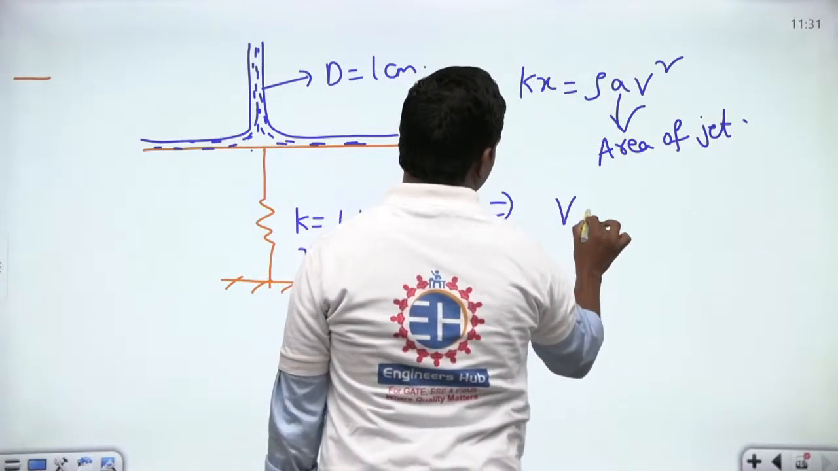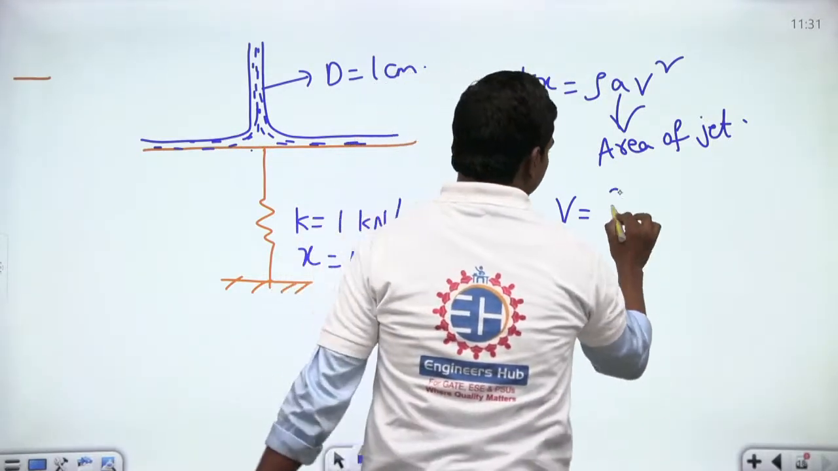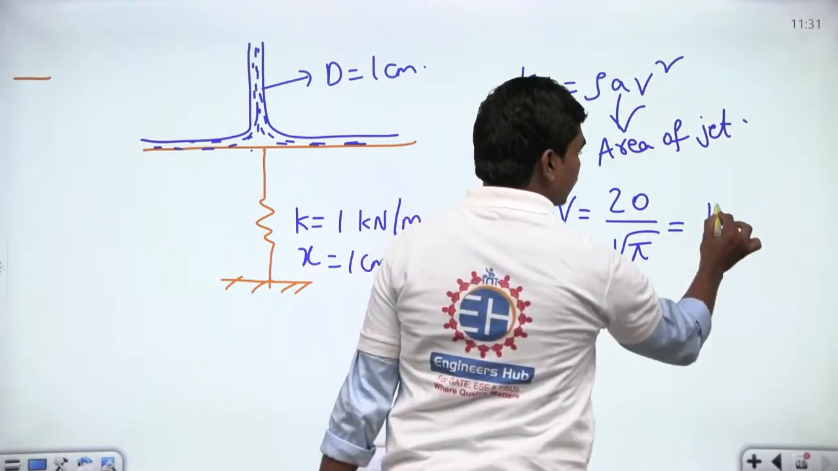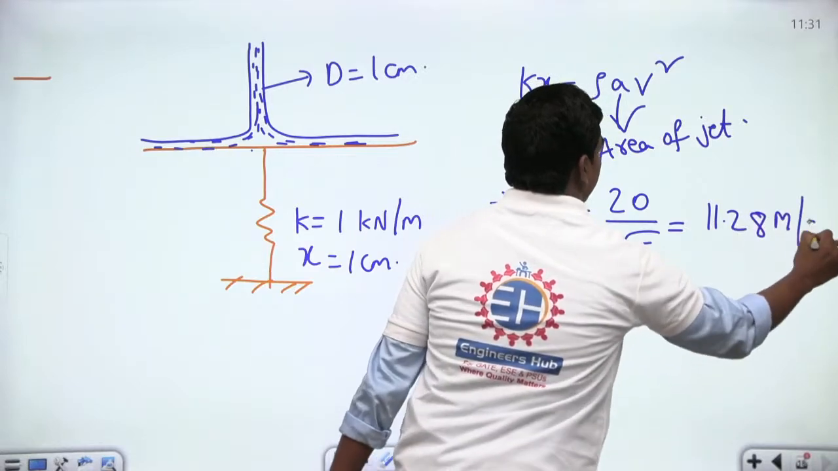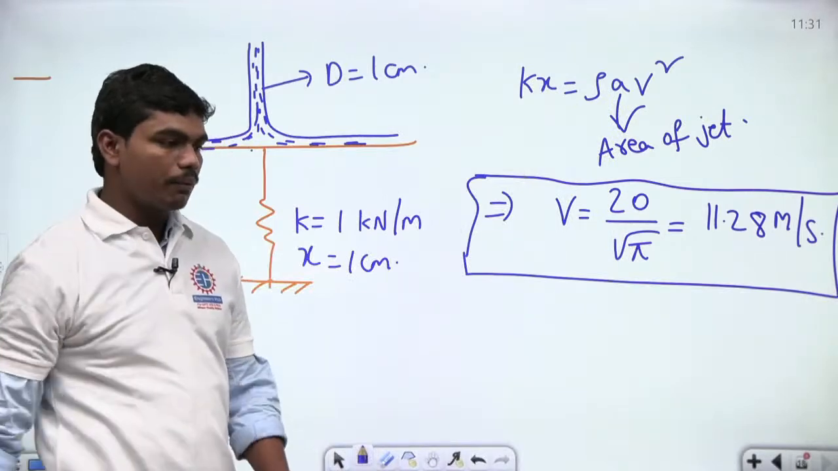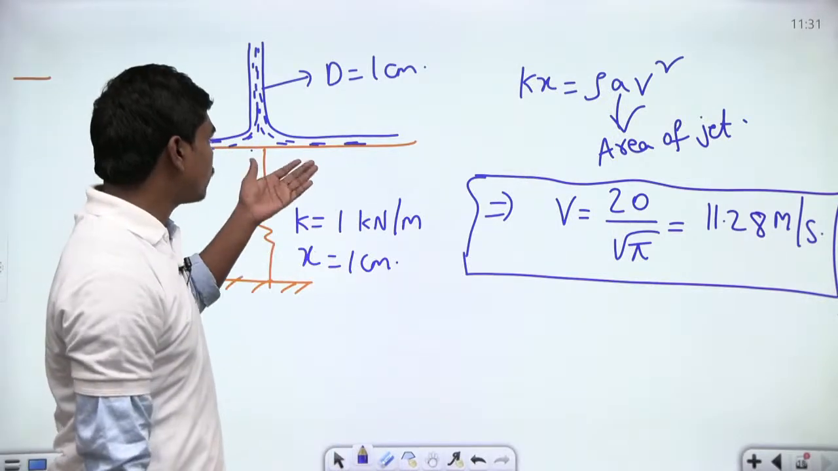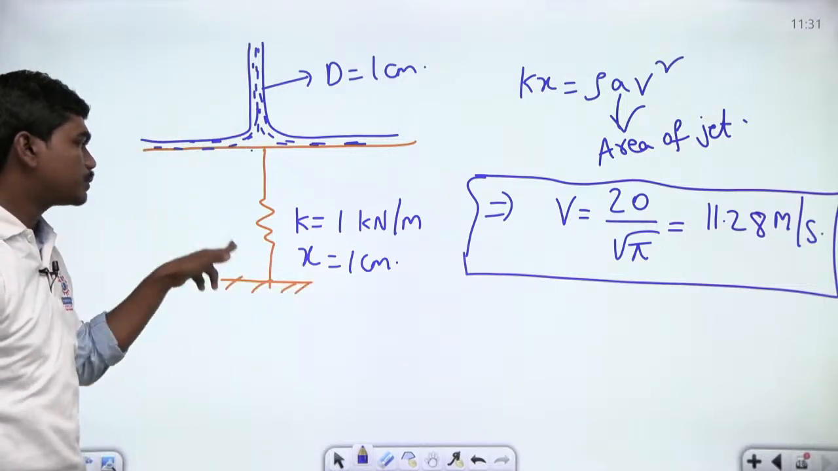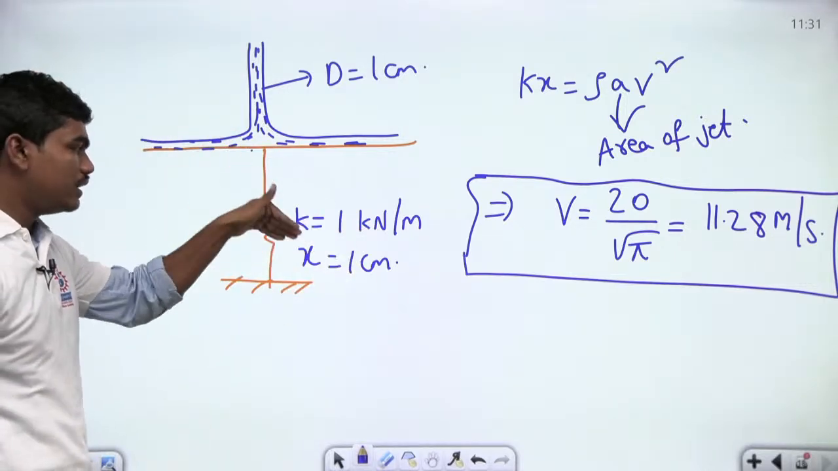So definitely if you calculate, you get V is equal to 20 by root pi. Yeah, this is the calculation that you obtained, and if you punch a couple of keys in the calculator, this is 11.28 meters per second. Okay, so this is what you have for this answer, velocity 11.28 meters per second. So 11.28 meters per second is the velocity at which this fluid jet has to impinge on this plate so that the spring having a stiffness of 1 kilonewton per meter will deflect by 1 centimeter.